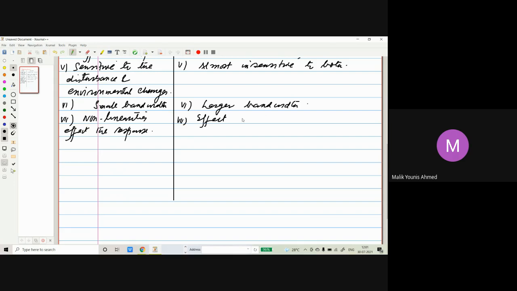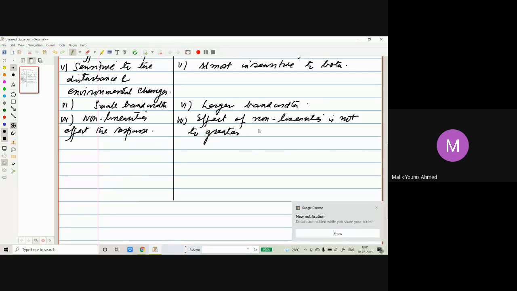The effect of non-linearities is almost negligible, not to a greater extent. That means the influence of any non-linearities which occur in the system will not affect the response of the system.